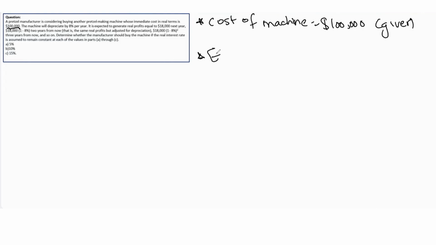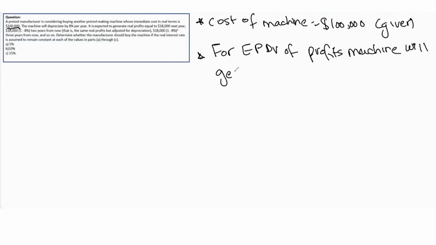Now let's actually see. We're given the cost of the machine, which is 100,000. We're given this in the question. Now we need the expected present discounted value of profits the machine will generate. If we have that, then we can just compare them. EPDV of profits the machine will generate.